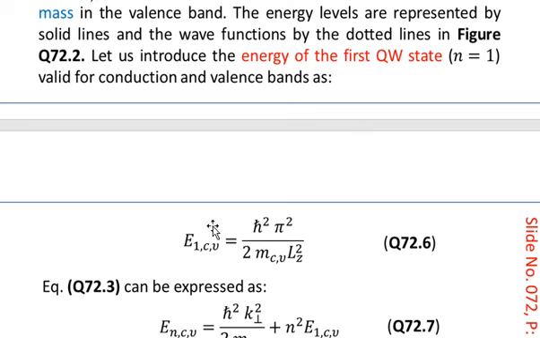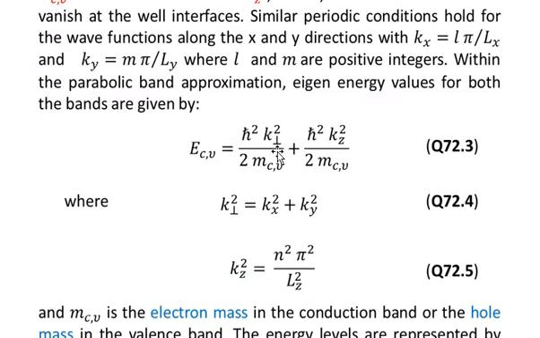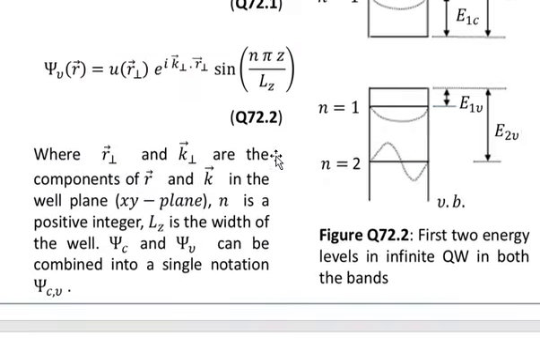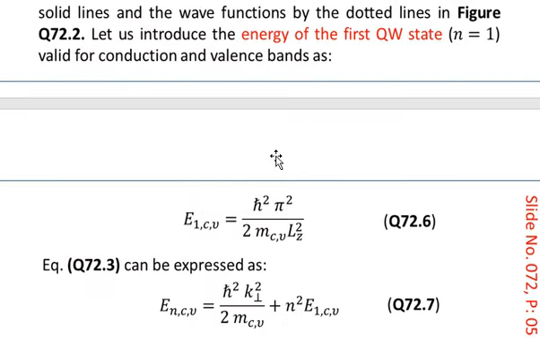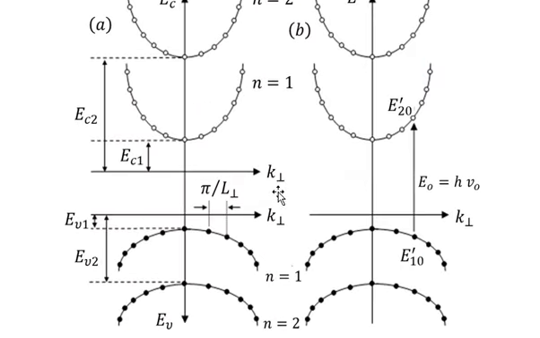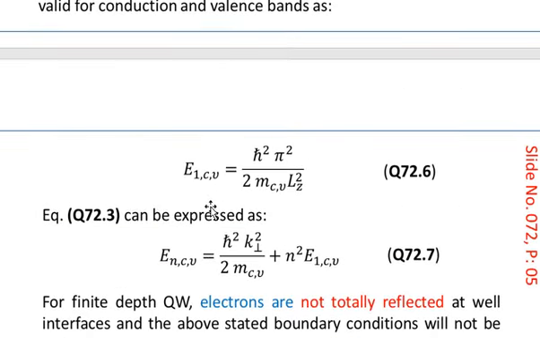But you see that in order to write this expression, we have used k perpendicular equal to 0. For example, this will be clear over here. Here we are plotting, for example, k perpendicular, and here in the center, that is in this region, k perpendicular is equal to 0. So if we use k perpendicular equal to 0, then we get the energy E1 CV equal to h bar square pi square over 2 mCV into Lz square.